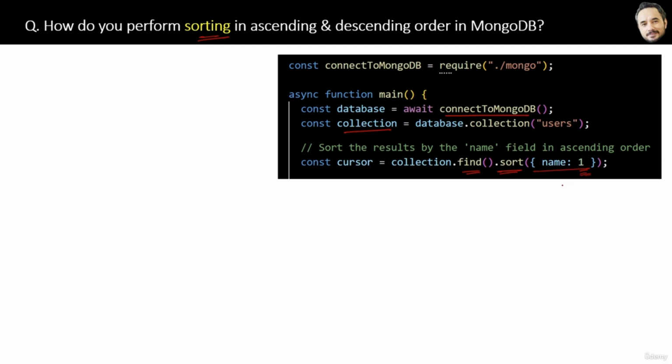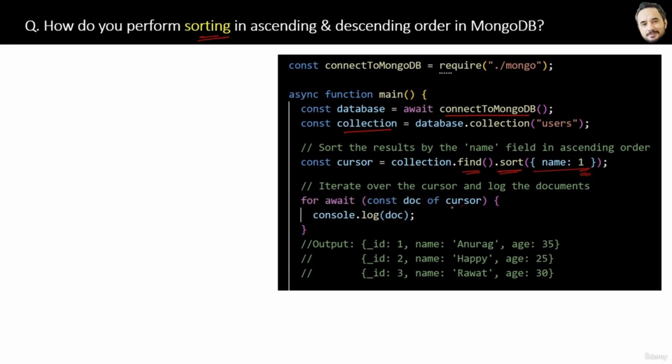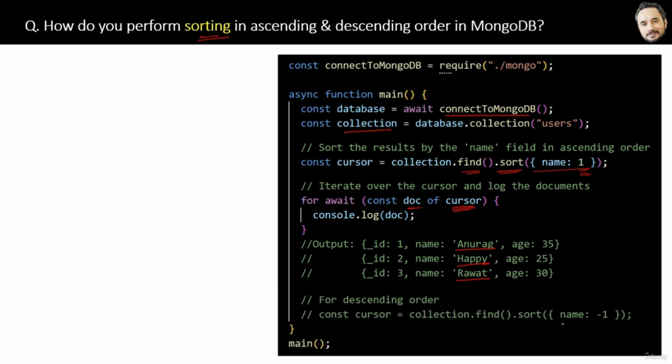Finally, after getting the result, we will iterate it and see that in the output like this. See, the data by name field is in ascending order. So for descending order, very simple, we will just put the value -1 with the field name. That's it. And don't forget to call this main function like this at the end, because then only the above function will be called, right? And here is the answer also written. Sorting in queries can be performed by using the sort method.